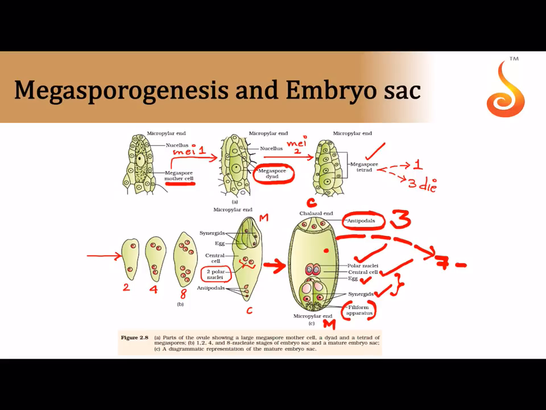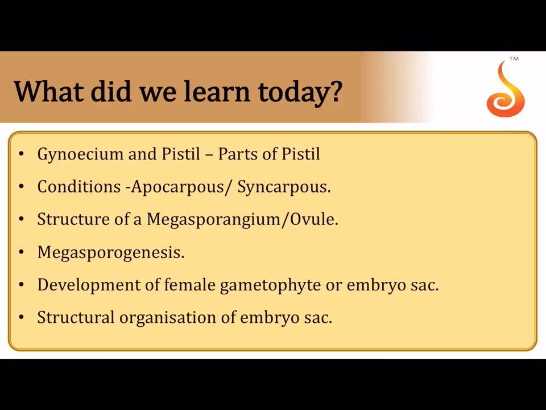I hope you all know that it is a 7-celled 8 nucleate structure. It's called an embryo sac, or it is called what? A female gametophyte. So what did we learn today?